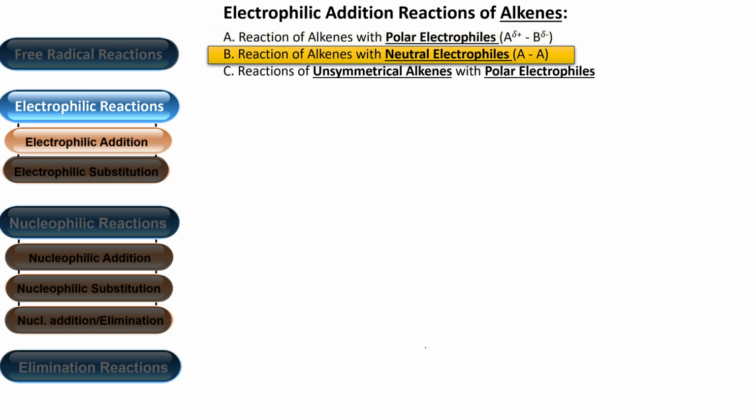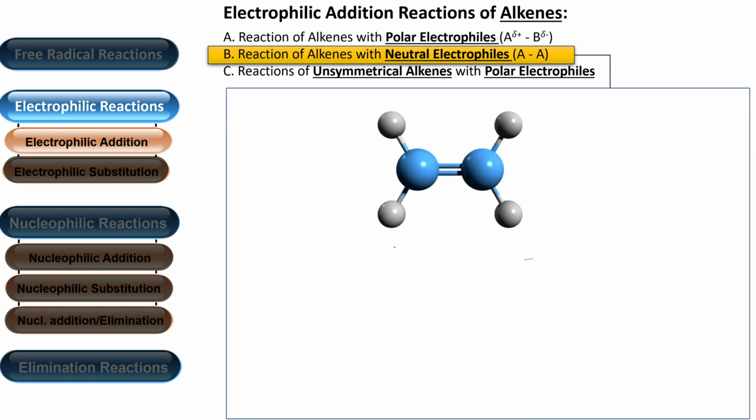Okay, so now let's move on to the second type of reaction, which is the reaction of alkenes with neutral electrophiles. Now that will be a bit confusing for you, to say a neutral electrophile, because if it is neutral, then how is it an electrophile? To understand this, let's have a look at this little animation. Let's say we have this alkene and it's got a double bond. Here we have our neutral electrophile. It's neutral because it has the same atoms, so overall there are no partial positive or partial negative charges.